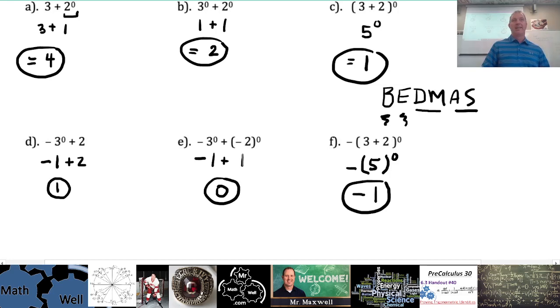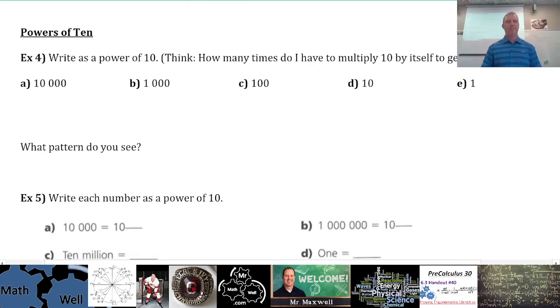All right, let's move to powers of 10 then. Powers of 10. Write 10. What do we got? 10,000, 1,000, 100, 10, and 1. Write those as a power of 10. Now when it says power of 10, that means the base is 10. Okay? The base is 10.